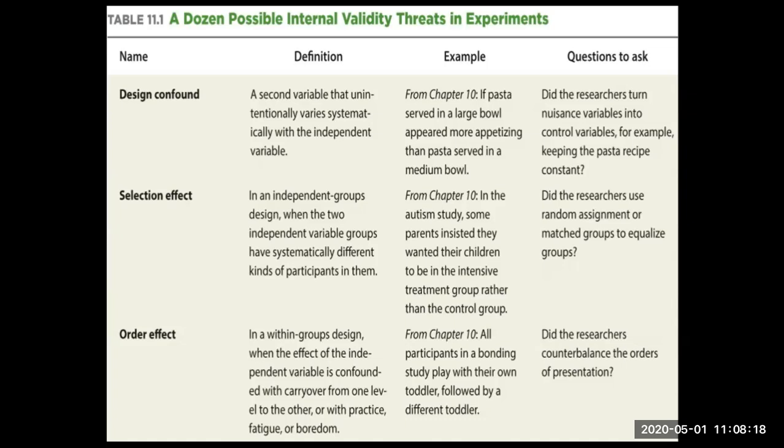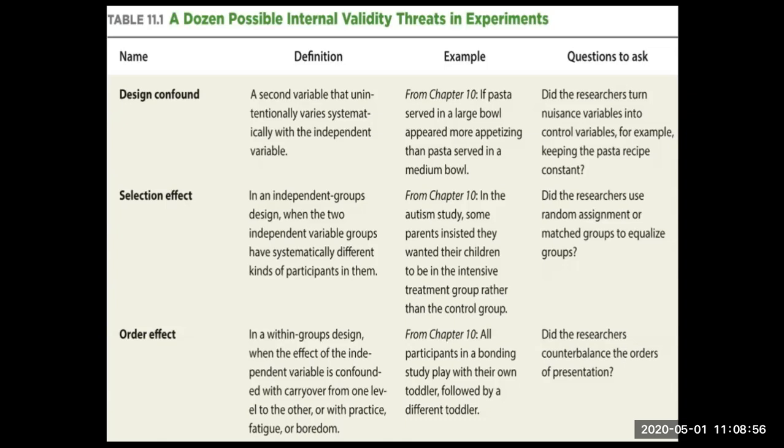For order effects, that's the within-group design, and that is when the effect of the independent variable is confounded with carryover from one level to the other: practice, fatigue, or boredom. So remember from chapter 10, all participants in a bonding study played with their own toddler, and then they played with a different toddler. This would be what we call a carryover effect, because if you increase your oxytocin levels that high by playing with your own kid first, we don't know that enough time has passed that your levels would not still be high from playing with your own kid as opposed to a different toddler.